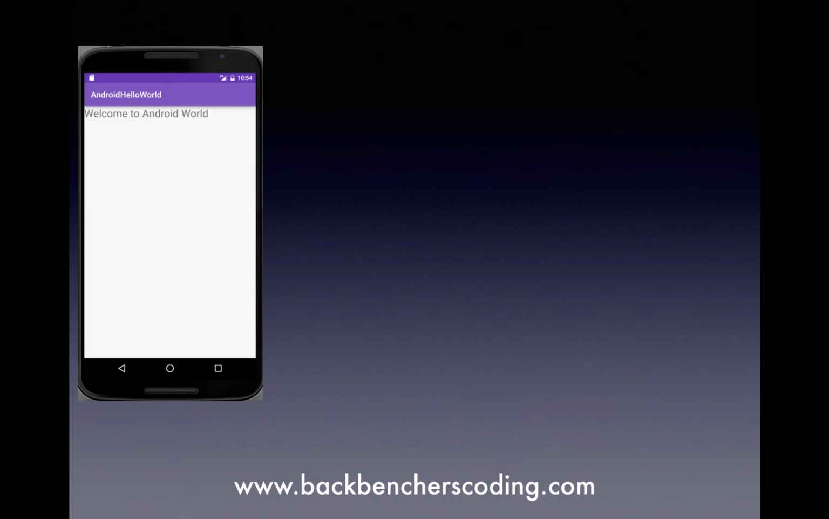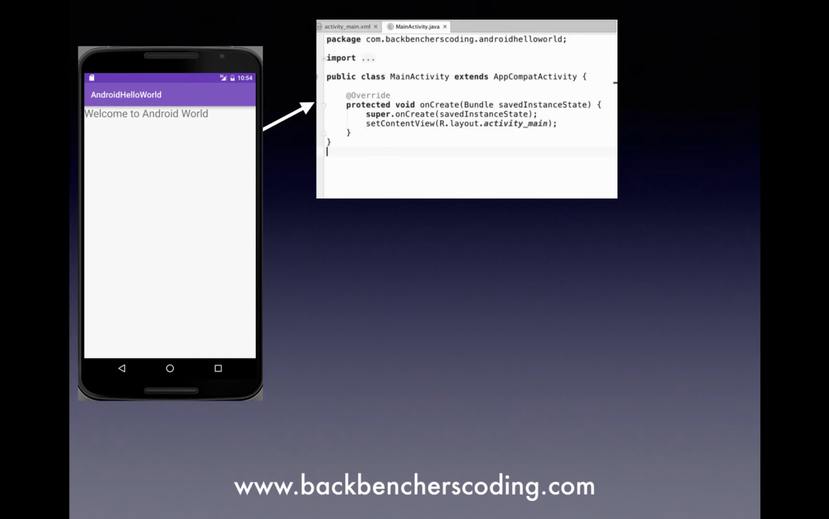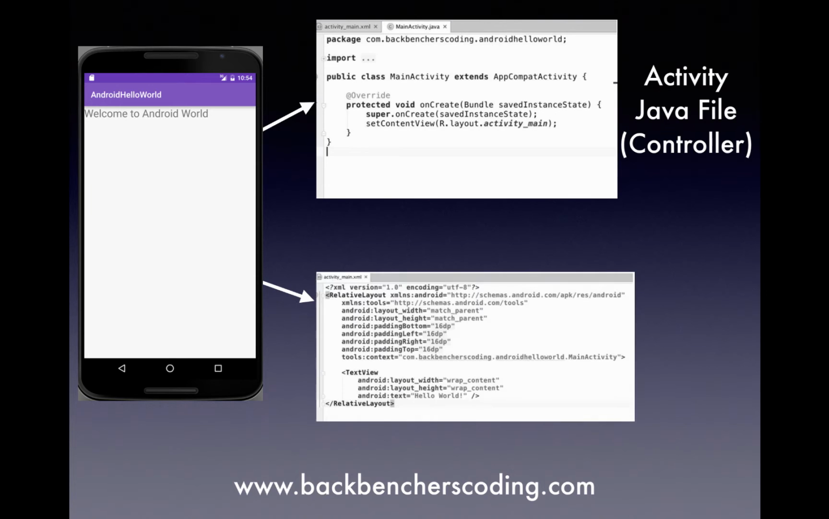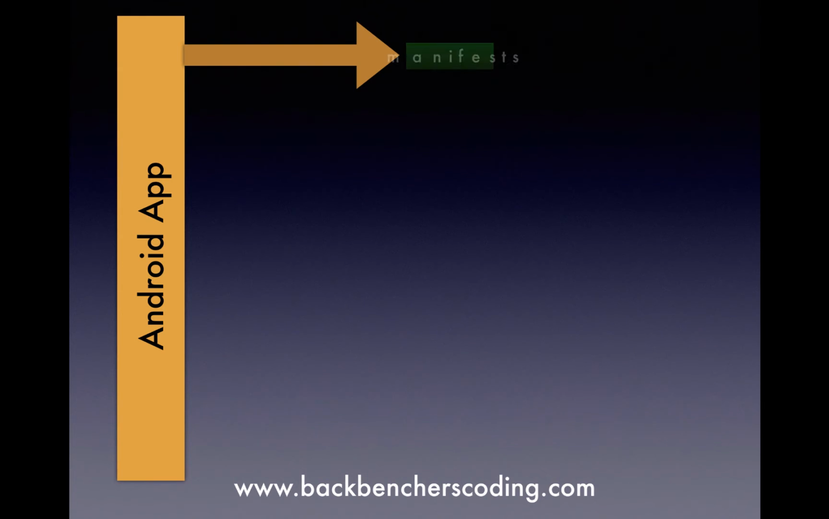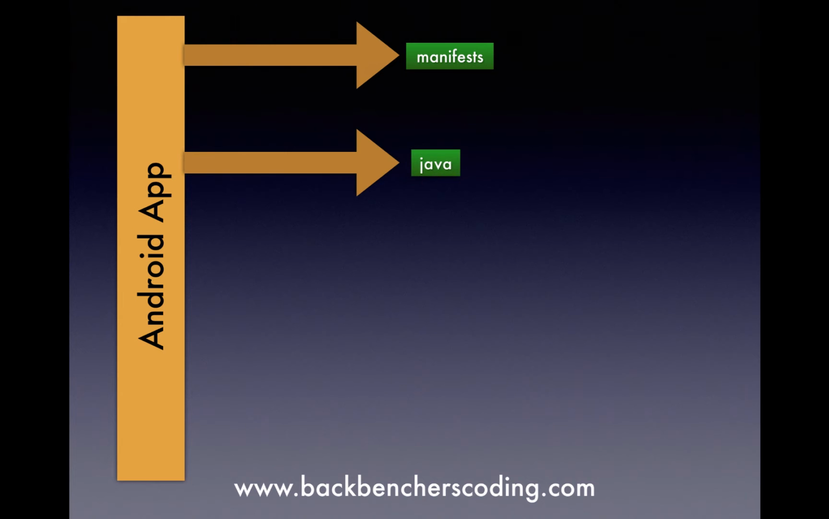So let us see the working of a screen or activity. An activity consists of two components. First, the activity Java file, which is the controller file. Second, the layout XML file, which provides a view. So let us see the structure of an Android application created in Android Studio. First we have the manifest folder. Second, the Java folder. Third, the resources folder.